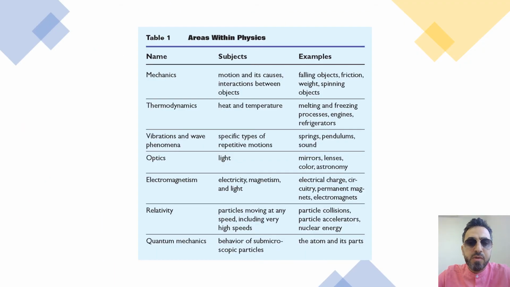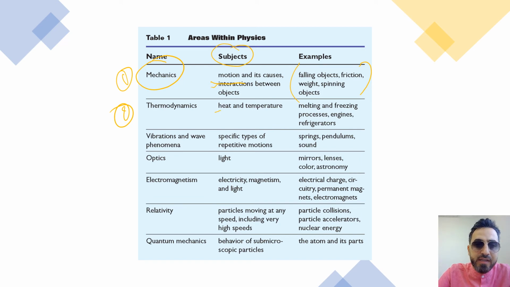Next slide, there is a summary about the different areas that I already mentioned. The first one is mechanics. The subject in mechanics, that means how can we know which area? It's motion, whenever there is moving of an object. And here we have some examples like friction or any other type of force, push and pull. The second area is thermodynamics. Thermodynamics means heat and temperature, and here we have some examples: melting, freezing, boiling, vaporization.